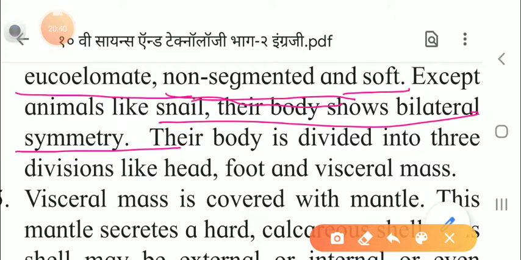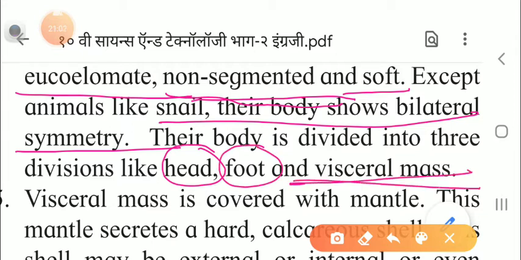Now their body is divided into three divisions. Which are the three divisions, children? We'll see. First, the head is there, the foot is there, and the visceral mass is there. So, what is the visceral mass? That is a soft organ coming out from the body of the snail, and that is for locomotion.